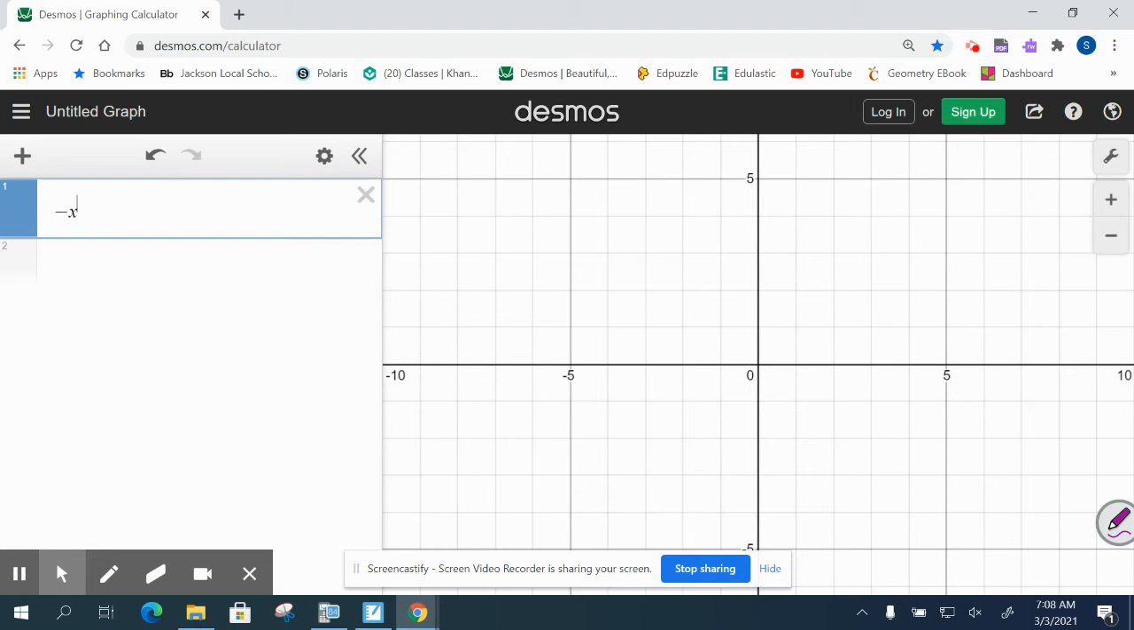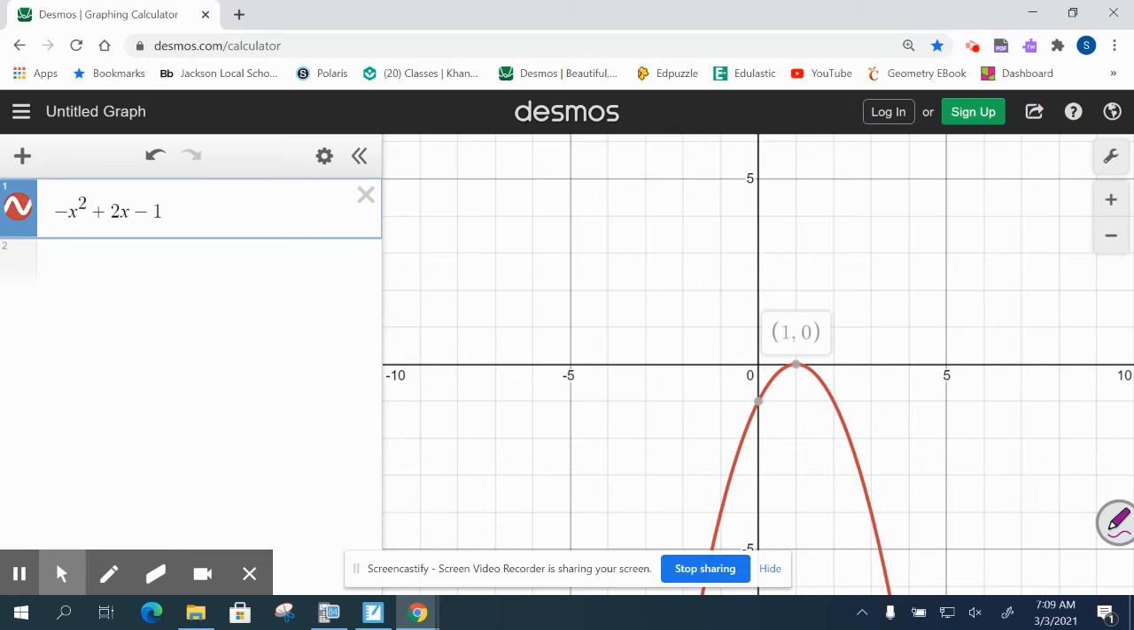So -x squared plus 2x equals 1. Oh, sorry, I meant minus 1. All right, so this is an example where it will just touch the graph at one point. So there's only one solution for this.